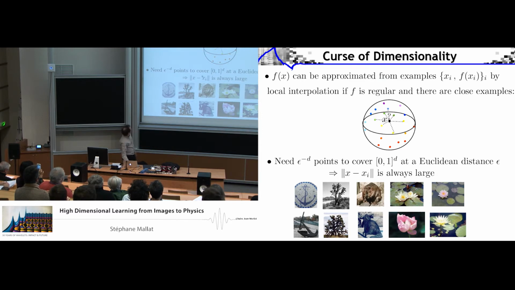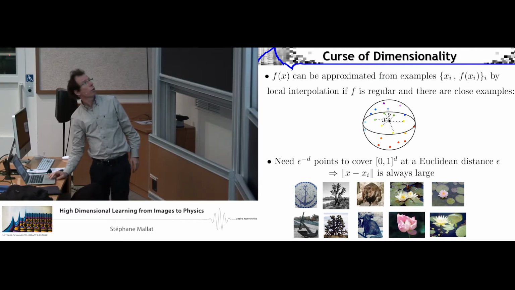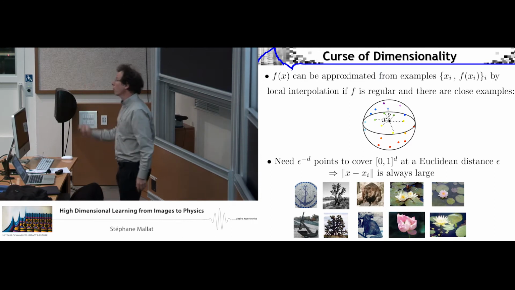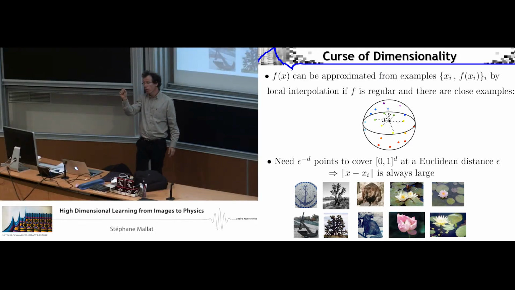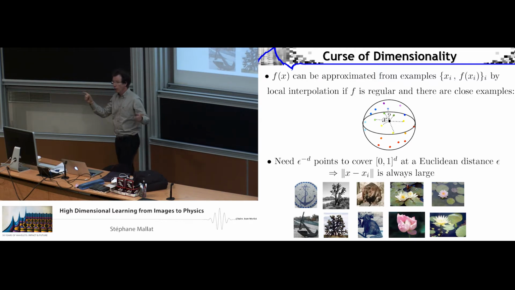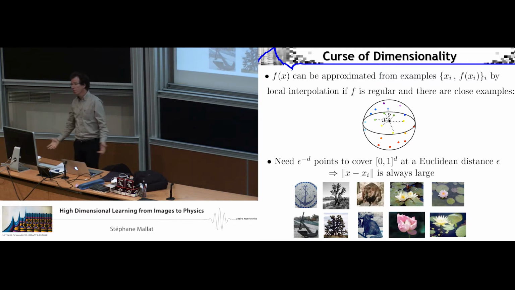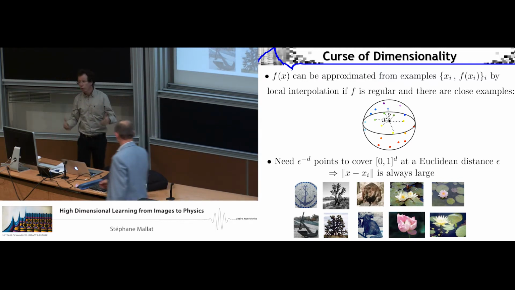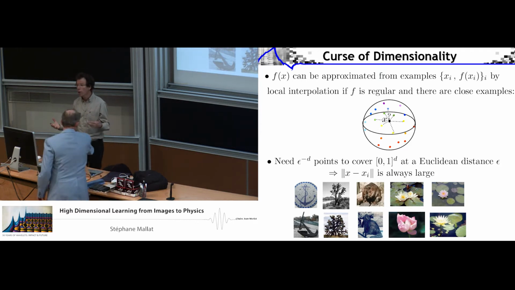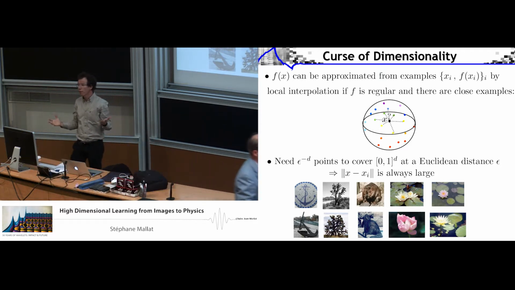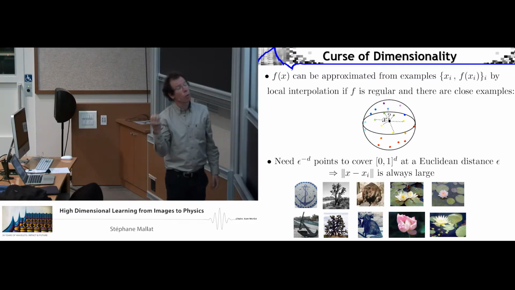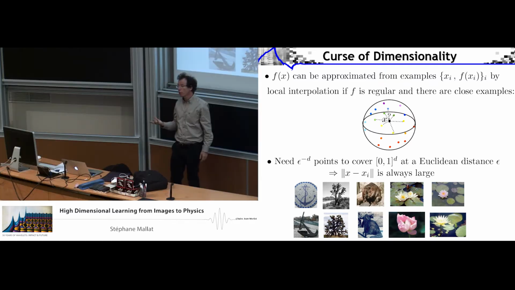The number of points that you will need will be proportional to epsilon to the minus d. So think of epsilon as 1 over 10, which is not very small. With d equal to 100, you get 10 to the power 100, more than the number of atoms in the universe. It's completely tremendous, so it's impossible to make a uniform paving of your domain. What that means is that there will be no xi that will be typically close to x.